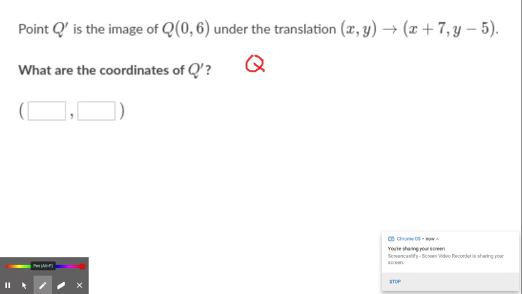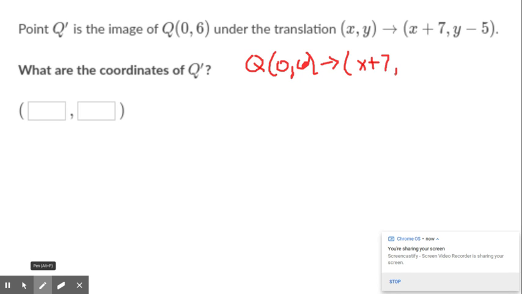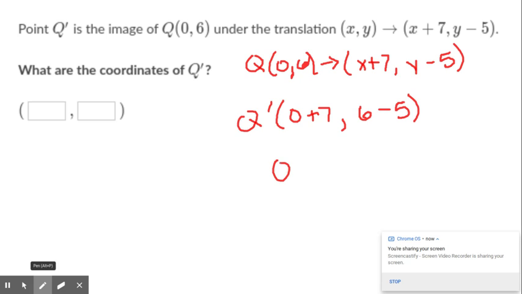So what they want you to do is take point Q, which is at (0, 6), and transform it according to the rule (x + 7, y - 5). So they want you to take the x coordinate, which is 0, and add 7 to it, and then take the y coordinate, which is 6, and subtract 5. Well, if we do that, we simply clean up 0 plus 7, which is 7, and 6 minus 5, which is 1. So Q prime should be sitting at (7, 1).